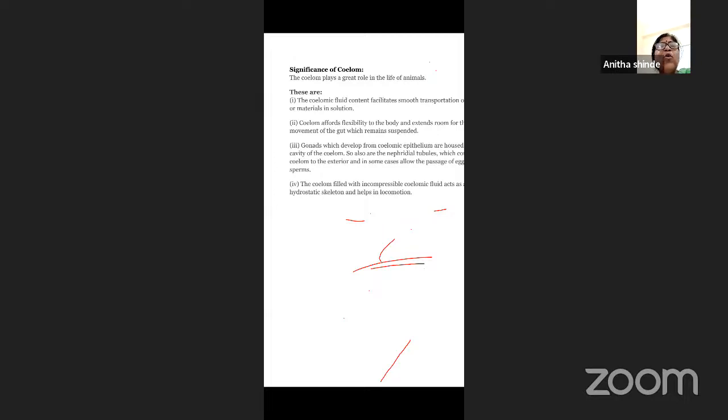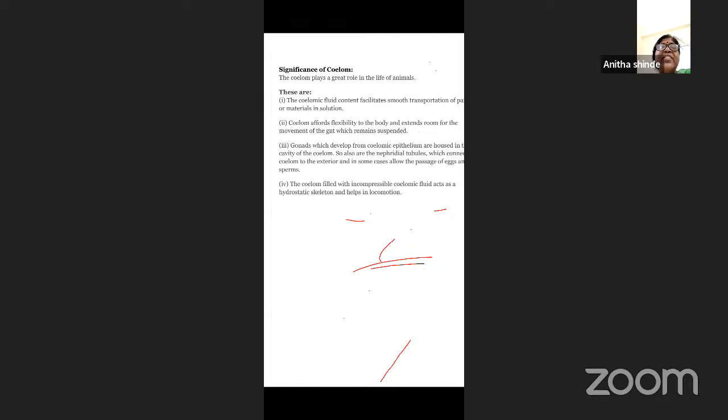And next are the gonads, which develop from the coelomic epithelium. Also, they are present in the coelomic cavity. And also the nephridial tubules are there, which are nothing but the excretory organs. They also connect the coelom to the exterior, and in some cases also allow the passage of the eggs as well as the sperms.